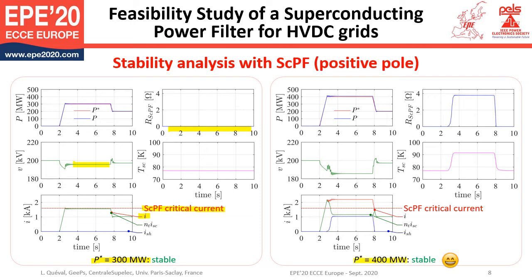At 400 MW, the system that was unstable before is now stable. The DC current increases above the device critical current. As a result, the device resistance increases, thus pushing back the stability limit. Note that when the power decreases, in a few milliseconds, the superconductor temperature falls back and the resistivity goes back to zero.